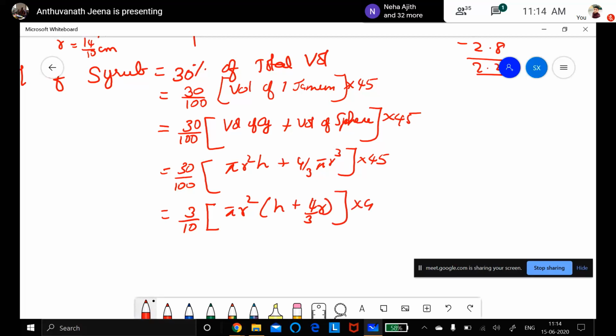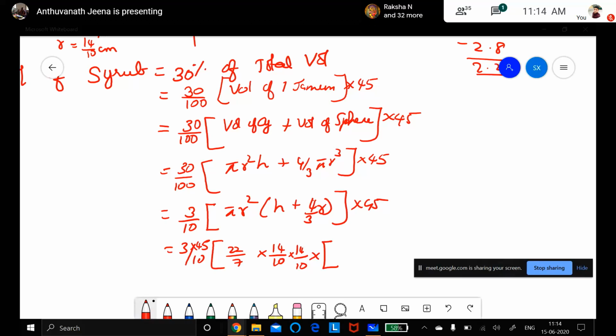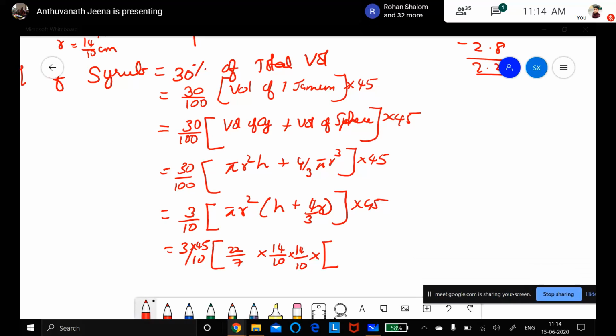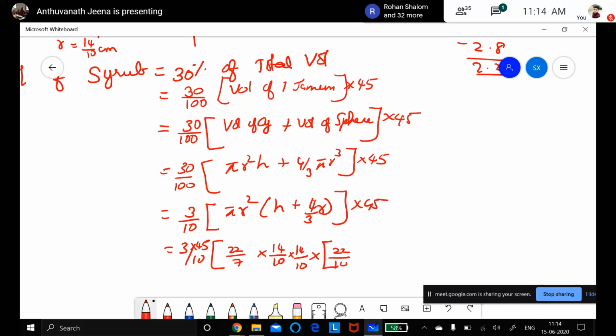Into 45. After writing this, you substitute, and you will not go wrong. I'll put the 45 here and start. So 22 by 7 into 14 by 10 I will use, because for me, instead of decimal, fraction is simple. So 22 by 7 into 14 by 10 into 22 by 10 plus 4 by 3 into 14 by 10.